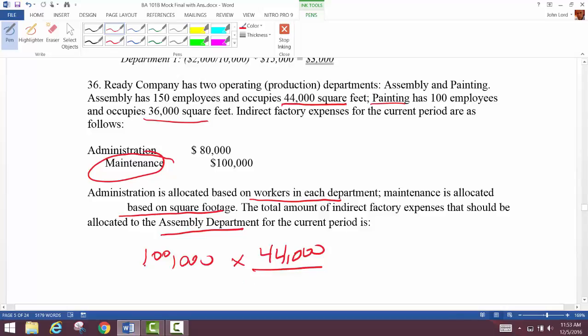But it's $100,000. That's what? It's 80,000 total? Okay, so we got 80,000. That gives me a percentage, 100,000 times what?